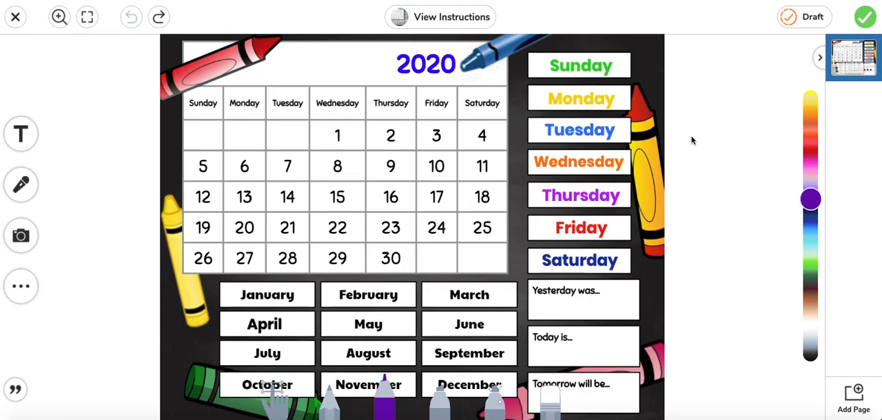We are going to go ahead and begin with our calendar. Let's go ahead and look at the months of the year. Can you repeat them? January, February, March, April, May, June, July, August, September, October, November, December. Which of these should I put up here? What is our month? April.